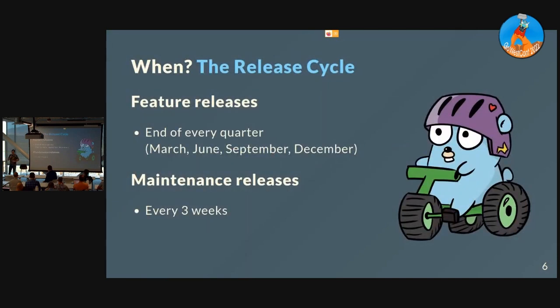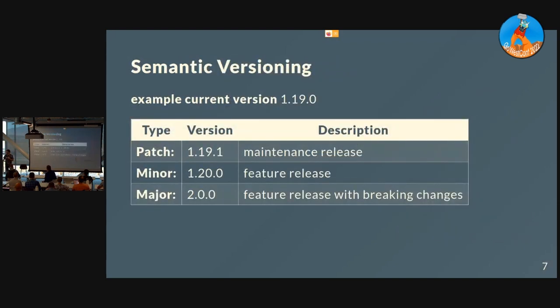For example, we know when we're going to release, quite important. We have a release cycle where we have feature releases at the end of every quarter. So March, June, September, December, and then in between those months, about every 3 weeks, we try doing a maintenance release as well. Ideally, if there's no regressions, which of course never happen, or security issues. And we're actually looking into changing this release cycle to be monthly, so we have less releases, but we get feature releases out more often. But that's for next year. This is what we're using right now.